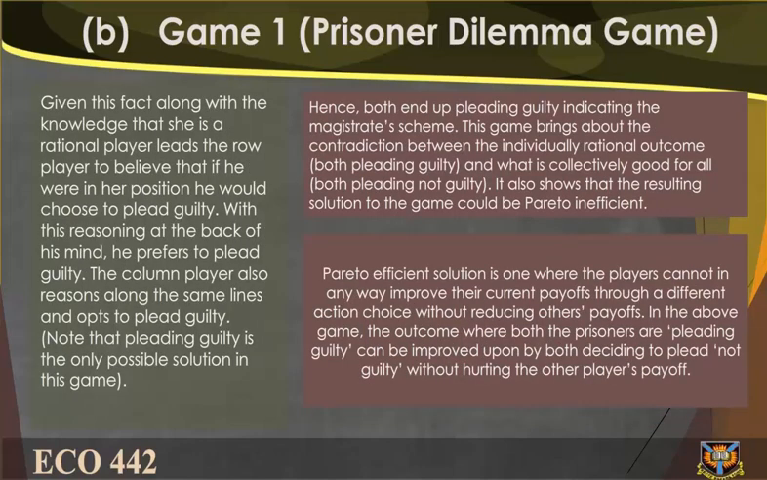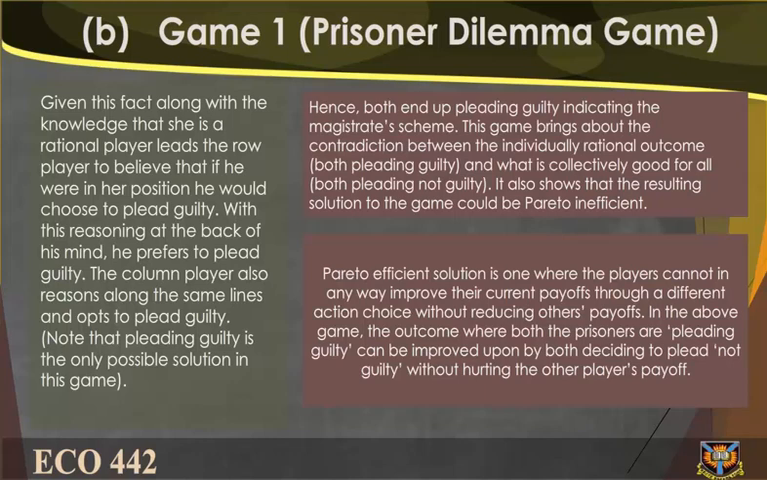Given this fact, along with the knowledge that she is a rational player, leads the row player to believe that if he were in her position, he would choose to plead guilty. With this reasoning at the back of his mind, he prefers to plead guilty. The column player also reasons along the same lines and opts to plead guilty. Note that pleading guilty is the only possible solution in this game. Hence, both end up pleading guilty, indicating the magistrate's scheme.